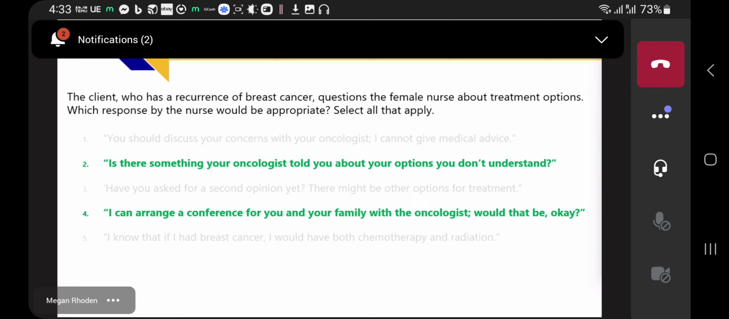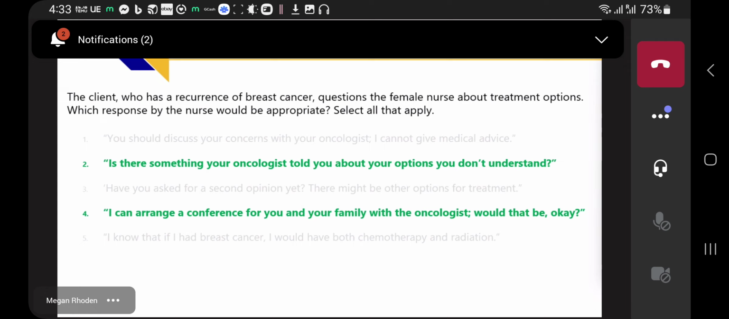where appropriate. Number 3, have you asked for a second opinion yet? There might be other options for treatment. The client has a right to a second opinion. But when the nurse makes the inquiry in this manner, it may convey a message that a second opinion is necessary rather than optional. And number 5, I know that if I had breast cancer, I would have both chemotherapy and radiation. It is not appropriate to impress our opinions onto our clients.